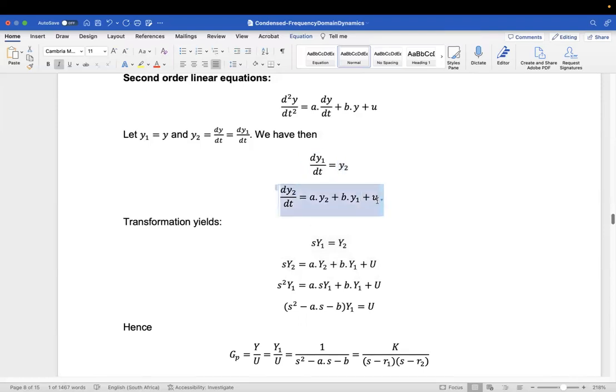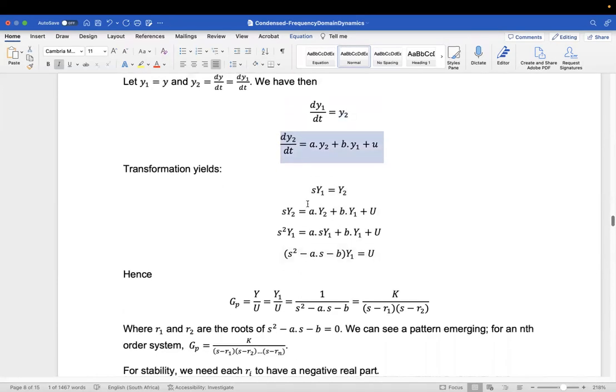And then if we transform this equation as well, again, we can write this as sY2. So that's what we have here. And we can write this as aY2, that's there. And this is bY1, that's there, and the U. So that's the Laplace version of this equation as well.